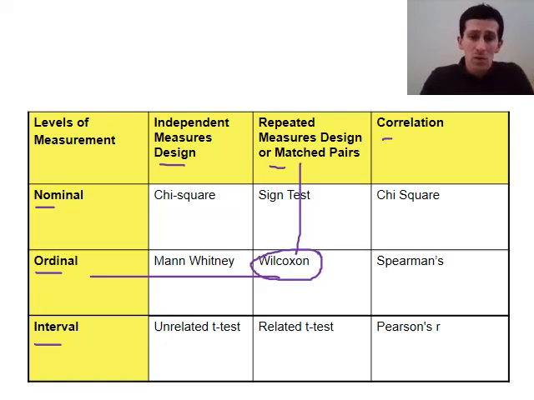But they're not going to tell you what the data is. They're not going to tell you what experimental design is. They expect you to be able to work that out. So that's the first part, working out what type of data is, what experimental design is.